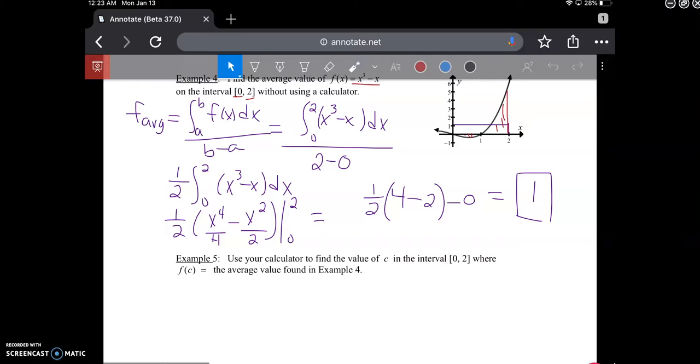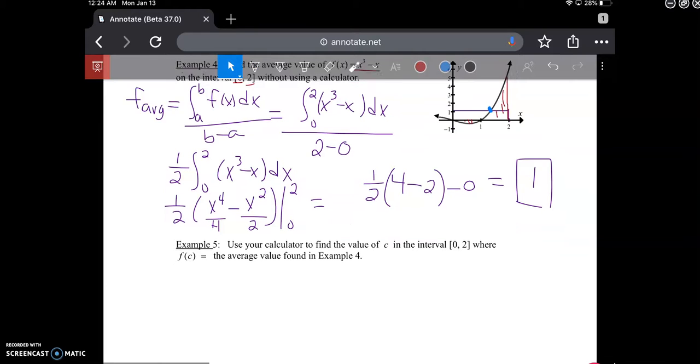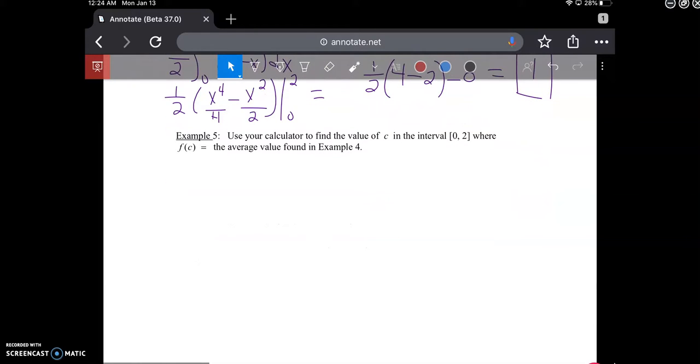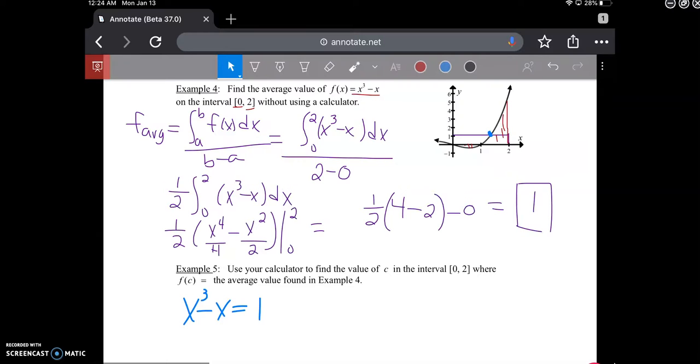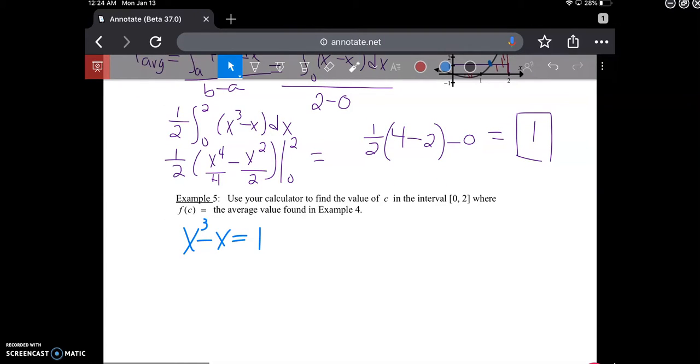So then the question is, what x value gives me the average value? That's when it says find the value of c. What x do I need to plug in to get this point right here that creates that average value? We're going to do this on our calculator. We want x cubed minus x to equal 1. That's our function, x cubed minus x, and we want it to equal 1. So at what x value does that happen?